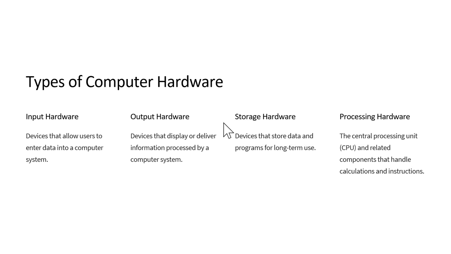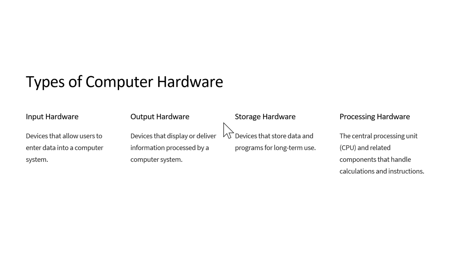Then we have storage, those devices that normally store our data and programs for long-term or short-term use. Then we have processing hardware. The processing hardware processes what we asked, because we said the computer understands only code in 1s and 0s. So some hardware helps the computer process what we have just asked, combining that code to give us what we want.